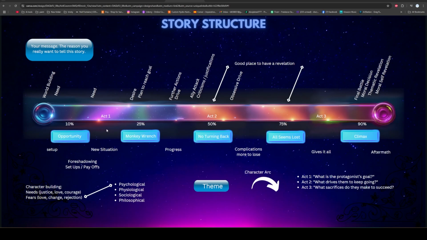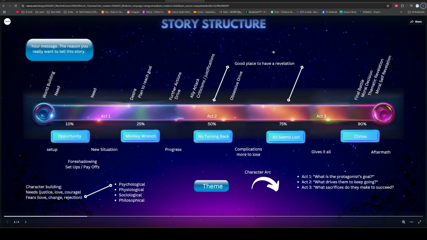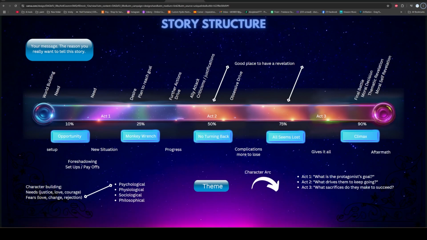But we haven't gotten to the monkey wrench yet. And the monkey wrench is at 25%. If you take 25% of an hour and 45 minutes, that puts us at 26 minutes. And right at 26 minutes, Spider-Man is dying. It's when he's laying on the ground.